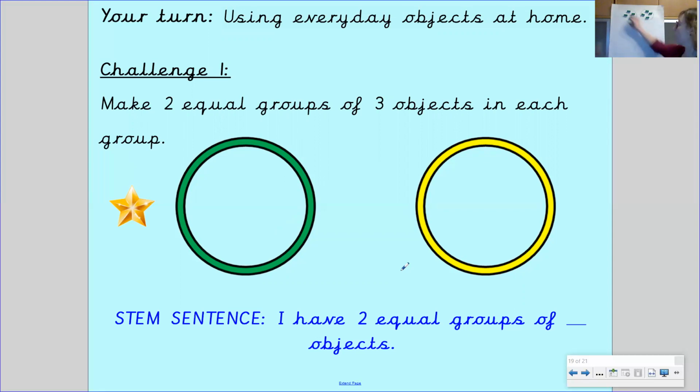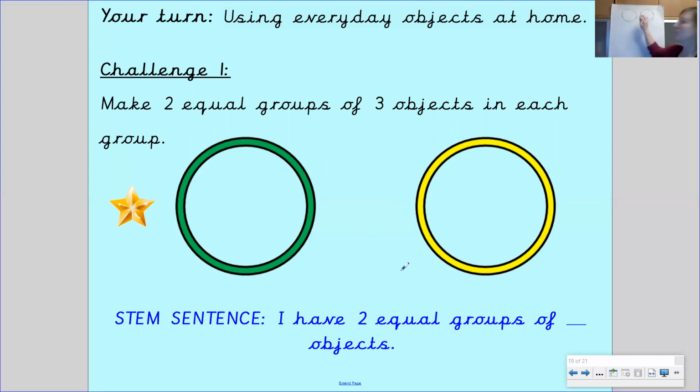So I would like you to draw your 2 equal groups. You're just going to get a piece of paper. You're going to do exactly what I have done. I'm going to take my cubes off and draw your 2 equal groups. You've got 2 equal groups, just 2 circles, 2 groups, and you're going to put 3 objects in each. And again, that can be your pasta, your bricks like I did. It can be colouring pencils. You might need bigger circles if you've got colouring pencils.